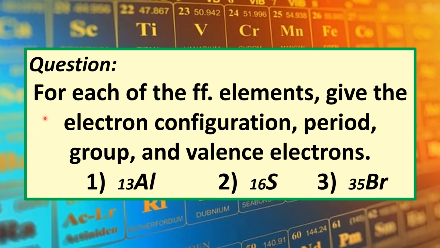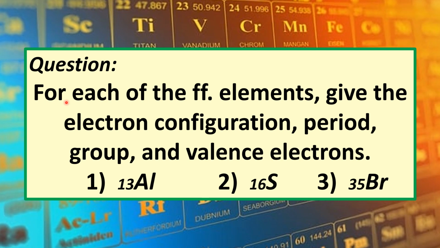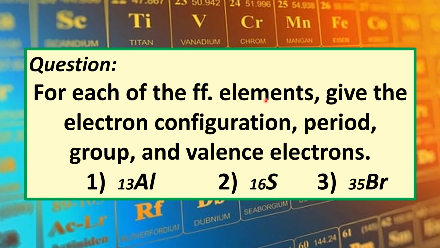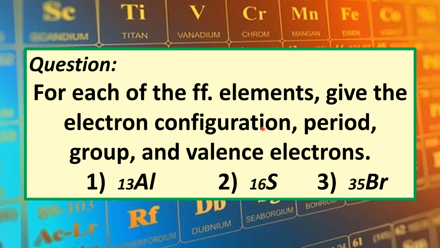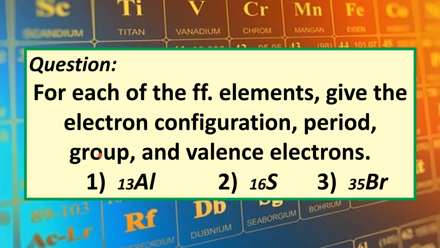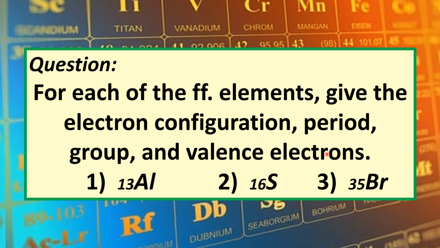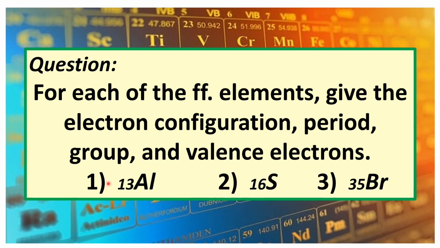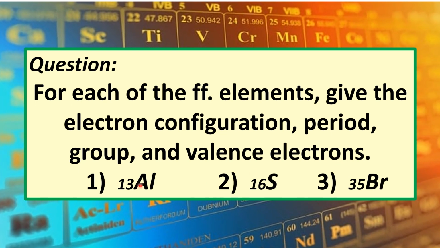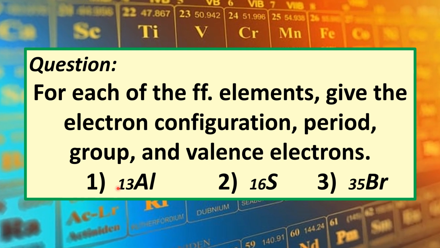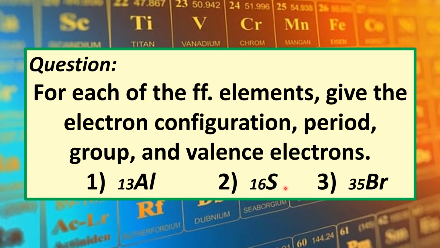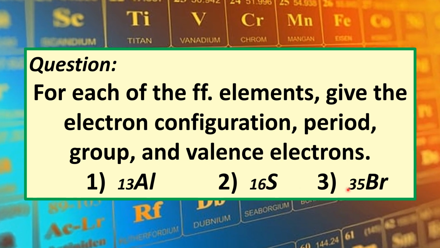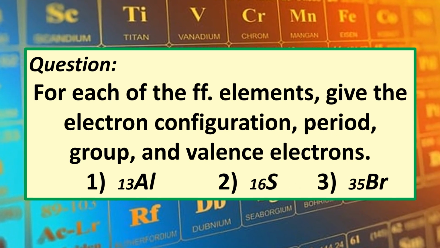The question is, for each of the following elements, give the electron configuration, period, group, and valence electrons. Number 1, aluminum with 13 as an atomic number. Number 2, sulfur with atomic number 16 and bromine atomic number 35.